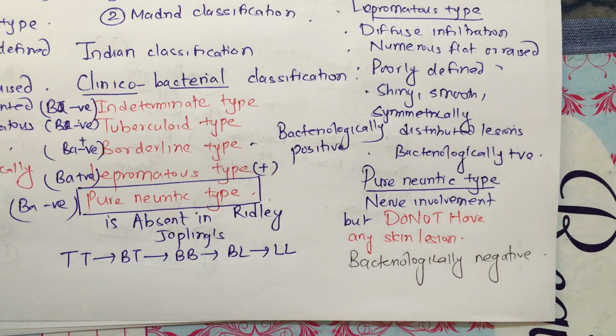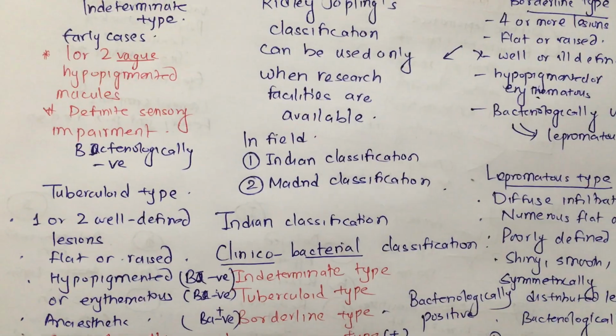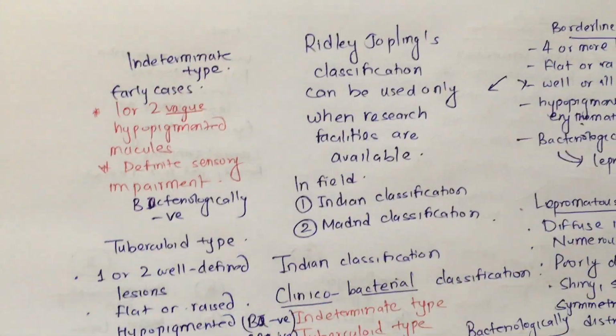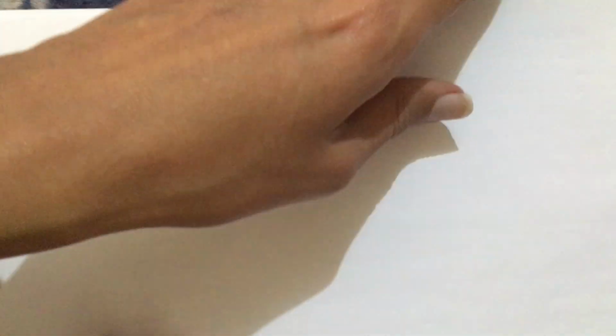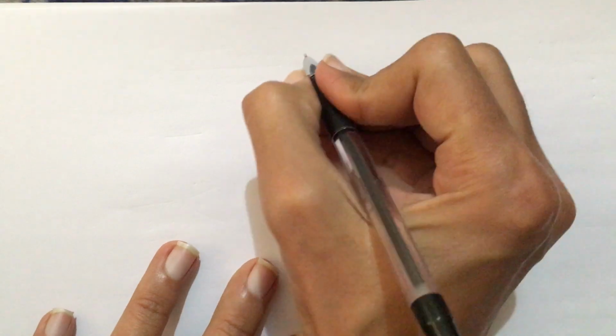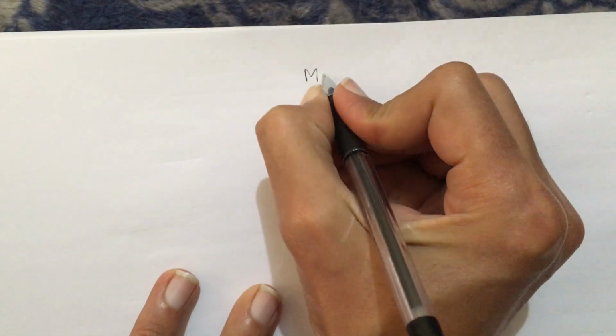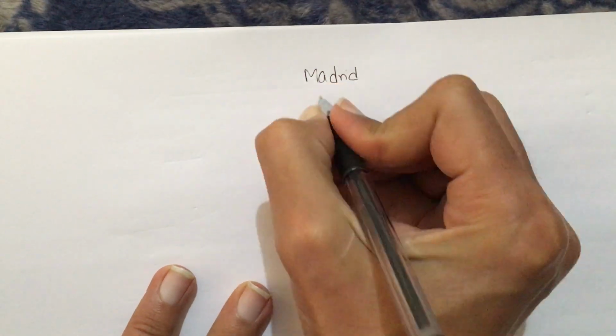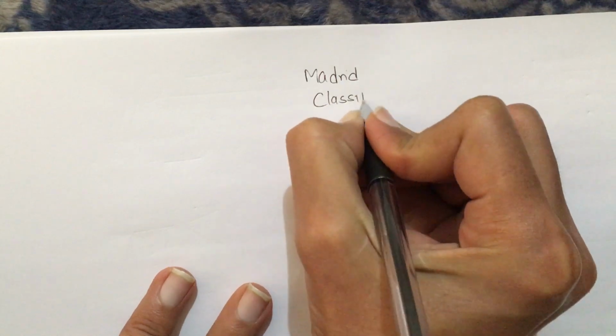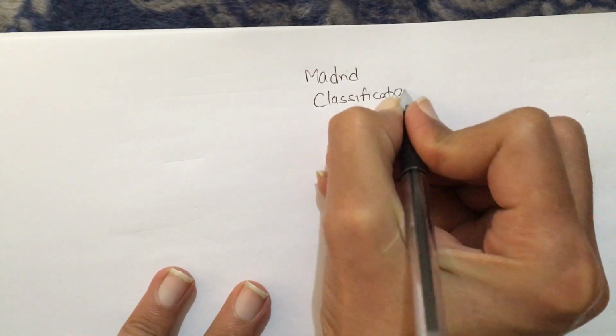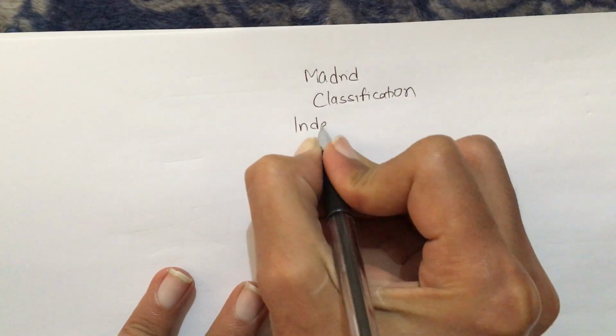Okay, so this is the Indian classification. In the Madrid classification, which is similar to the Indian classification, let us see the Madrid classification. The Madrid classification categorizes leprosy as indeterminate type.